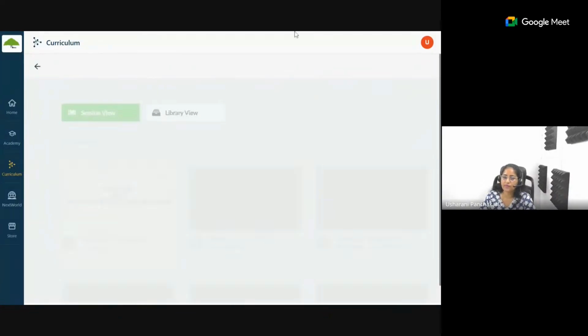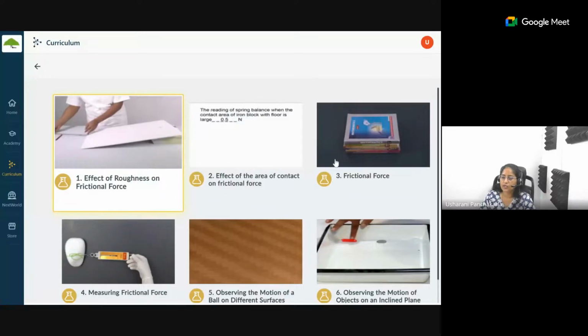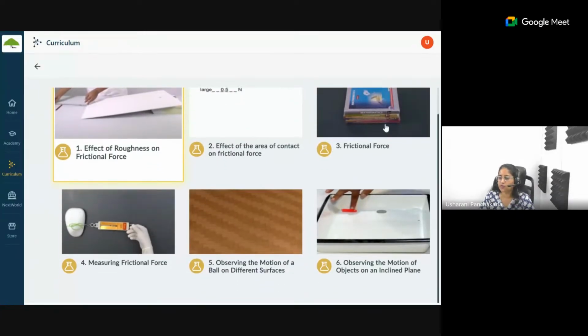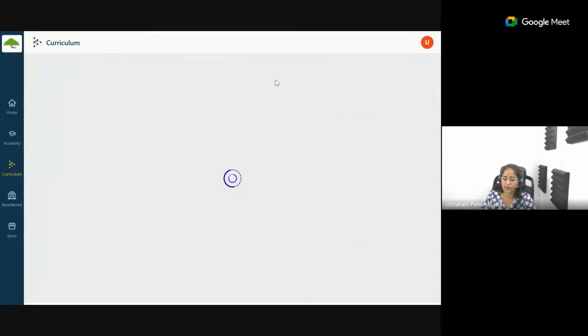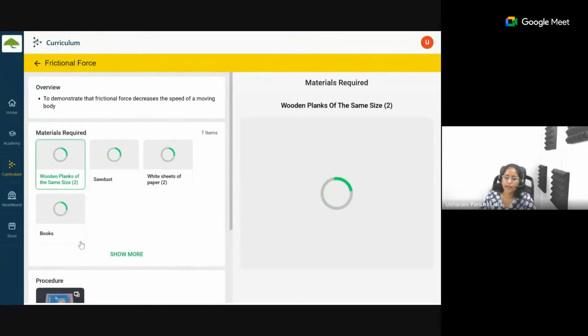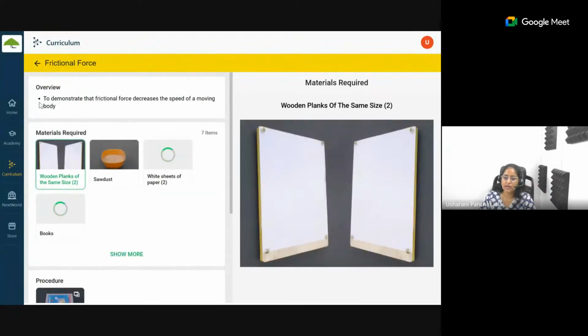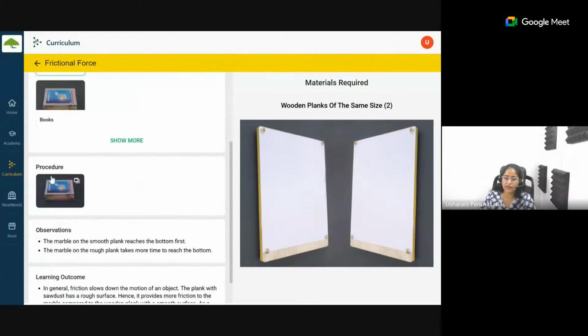Now let us see some of the activities given here, which we have, one activity on frictional force. Let me check that. So here you have a learning objective being set. As I said, every resource should have a learning objective, and these are the materials, and here there is a procedure.